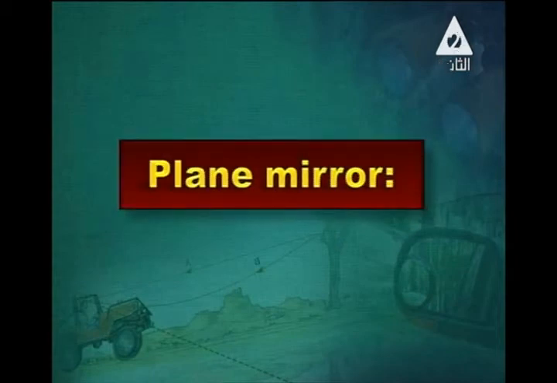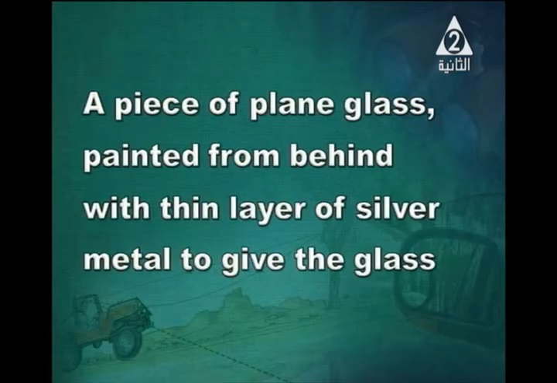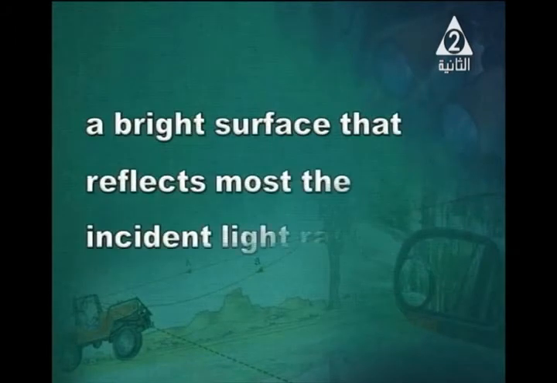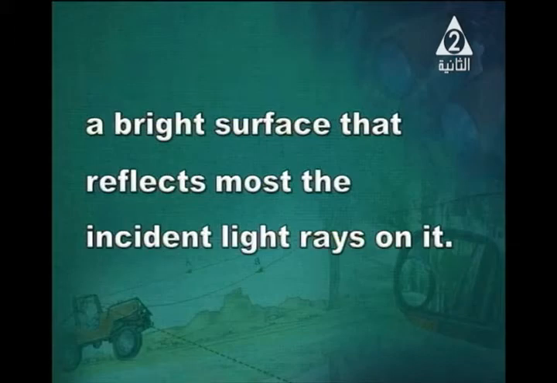Firstly, we will talk about the plane mirror. The plane mirror is a piece of plain glass painted from behind with a thin layer of silver metal to give the glass a bright surface that reflects most of the incident light rays on it. This is the definition of the plane mirror.